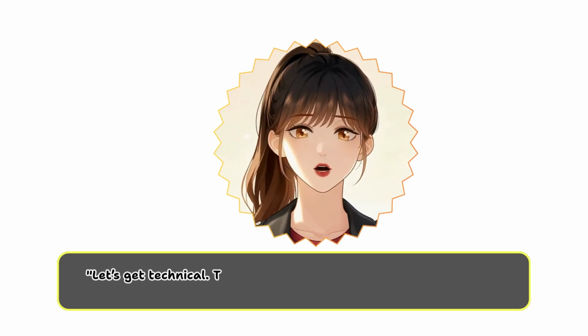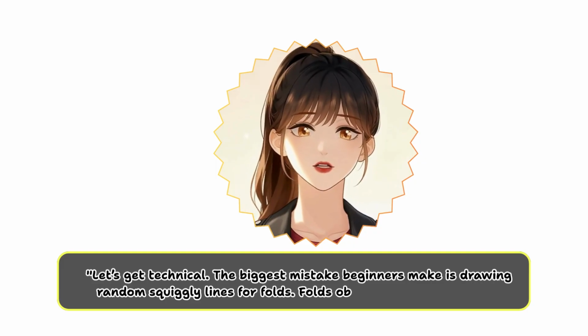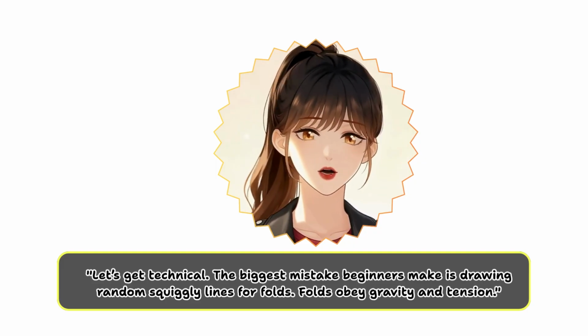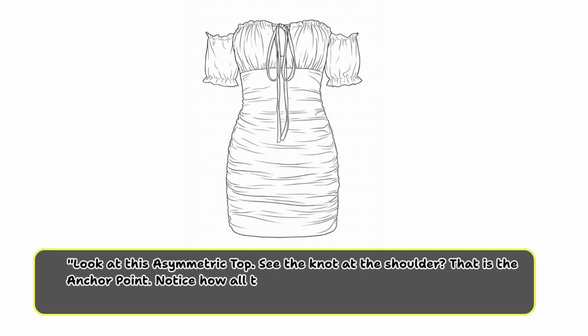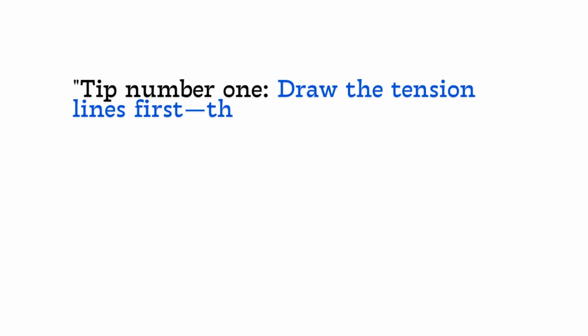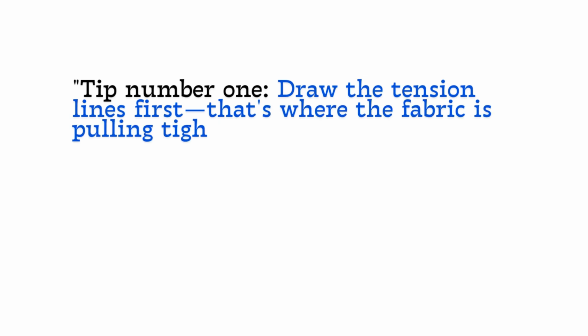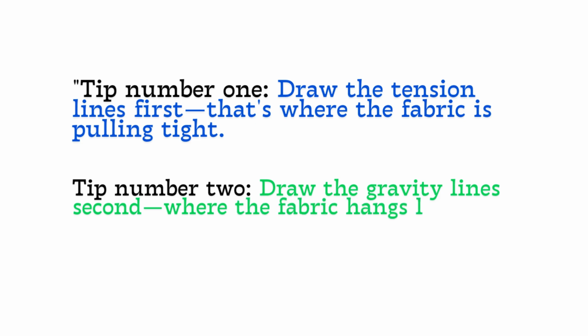Let's get technical. The biggest mistake beginners make is drawing random squiggly lines for folds. Folds obey gravity and tension. Look at this asymmetrical top. See the knot at the shoulder? That is the anchor point. Notice how all the fabric lines radiate out from that knot and stretch across the chest? Tip number 1, draw the tension lines first. That's where the fabric is pulling tight. Tip number 2, draw the gravity lines second, where the fabric hangs loose.